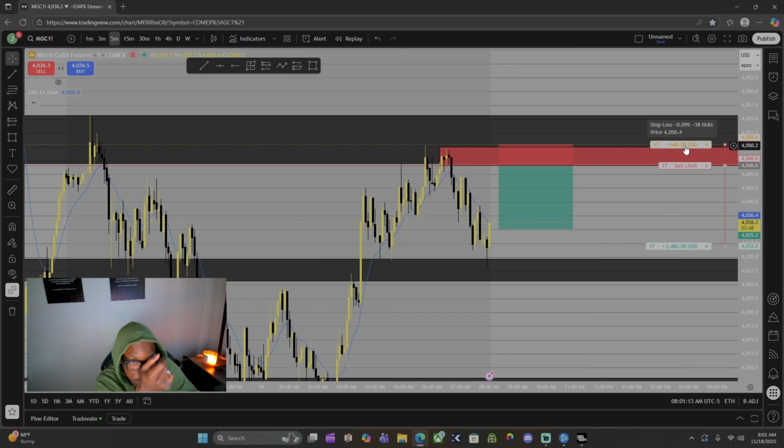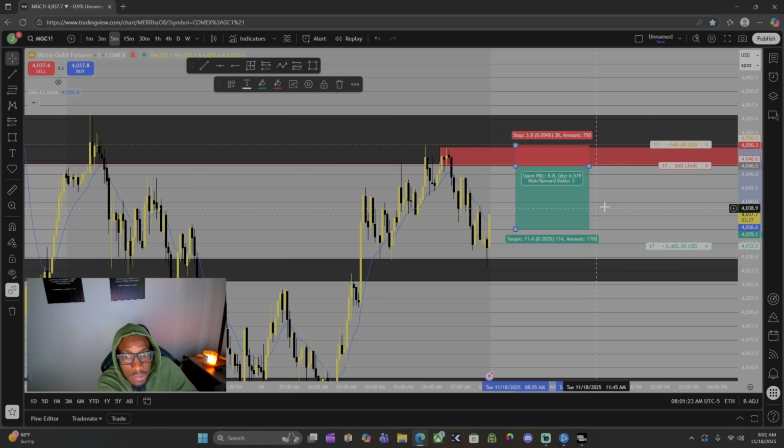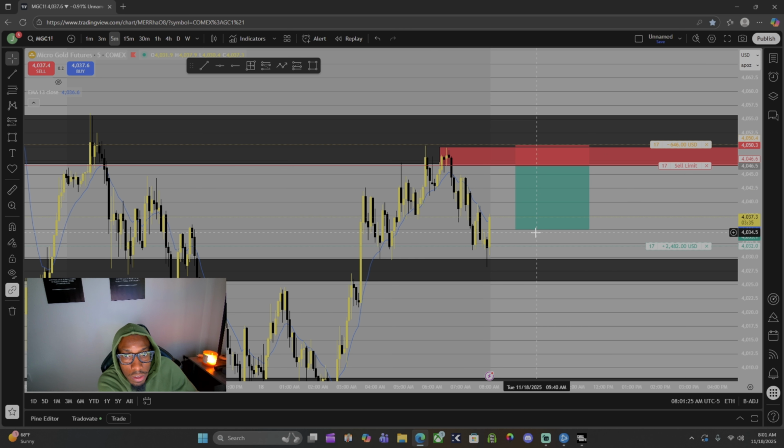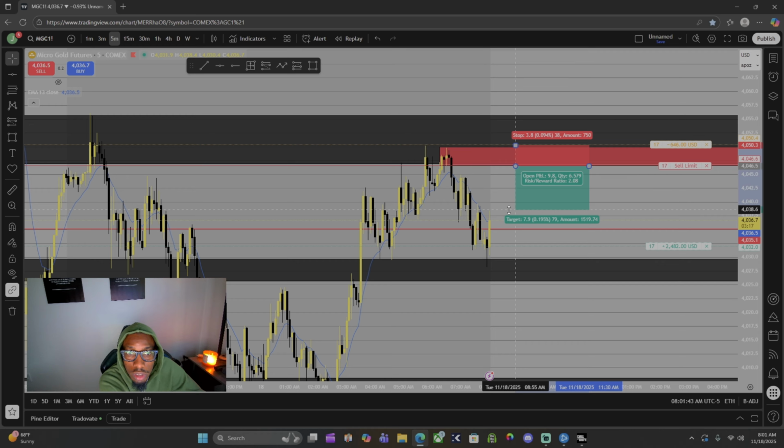Stop loss is 38 ticks. And it's leaving a gap here, so I would like to see this get filled with our take profit. But I wanted to also mark my targets so I can have it visually. 1 to 2 aiming right here.